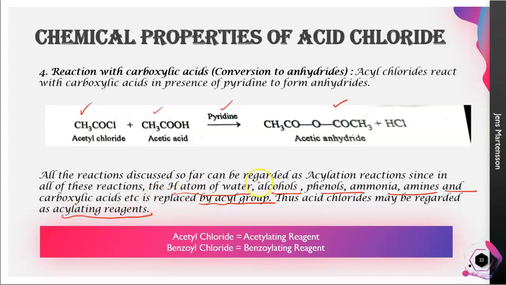I repeat, in all of these reactions that we have discussed so far, the H atom of water, alcohol, phenol, ammonia and amine is getting replaced by the acyl group. Which is why acid chloride is regarded as an acylating reagent. Acetyl chloride can be mentioned as an acetylating reagent, and benzoyl chloride can be mentioned as a benzoylating reagent. That is another thing to remember.